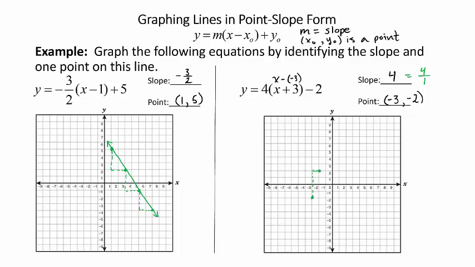Rise up 4 and run over 1. Yes, okay. So we've done this. We could do it as many times as we like, but we're running out of room here. Okay, so these are all points on the graph of this. And as I connect the dots there, we get the straight line we're looking for.